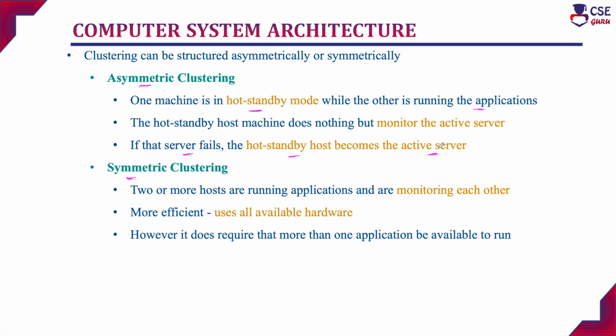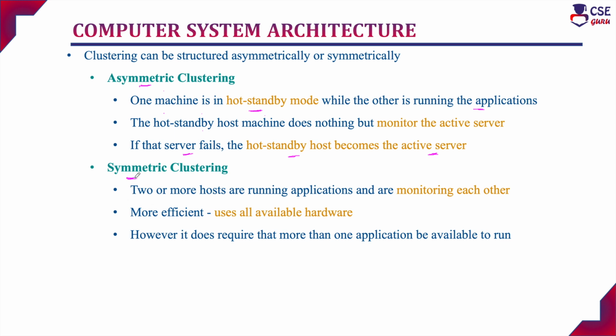So here, if two machines are there, one machine will be active, one machine will be in hot standby mode. The active machine only actually executes the process. Whenever there is a failure with the active machine, the hot standby mode machine will take over the job. Okay, that is called asymmetric clustering.